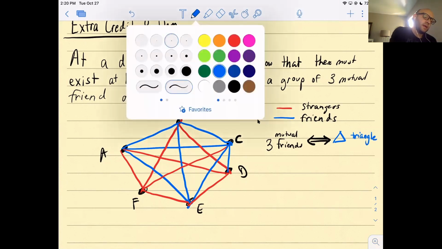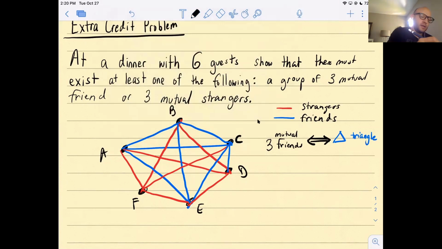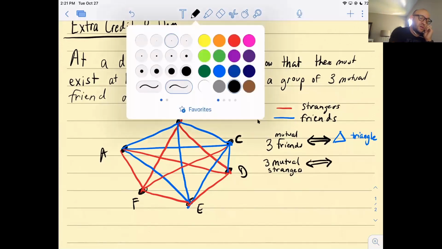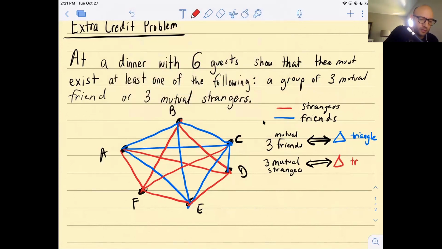Okay. And three mutual strangers, what do you guys think that shape would be? It's going to be a red triangle. Okay, cool. So we got some blue triangles. Do we have any red triangles in this diagram? Can anyone see any? There might not be, but let's see. Where do you guys see a red triangle?